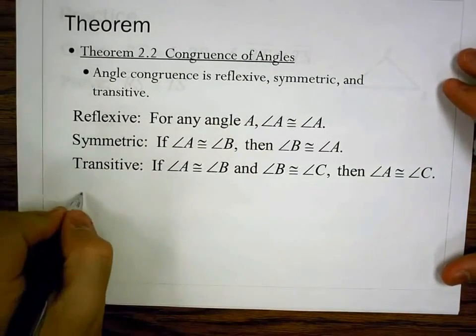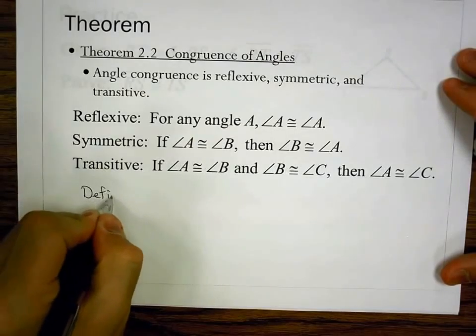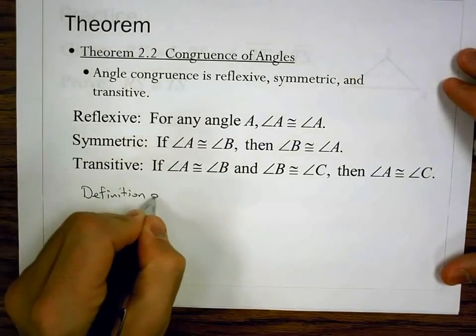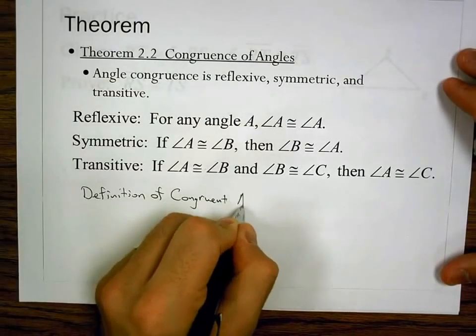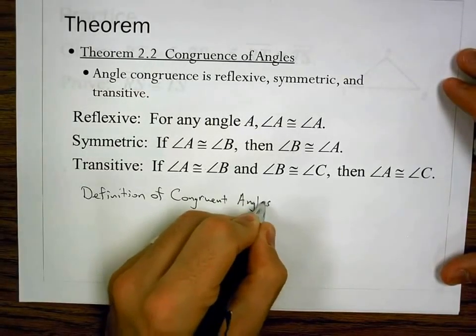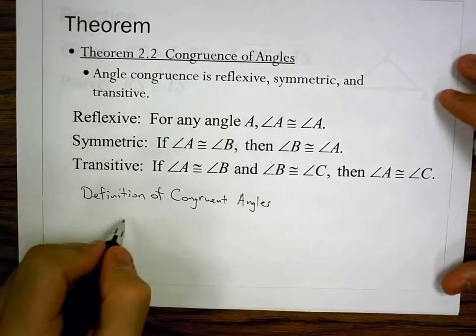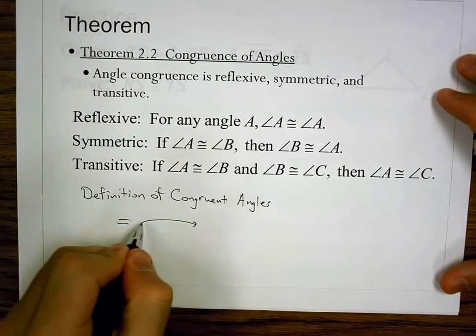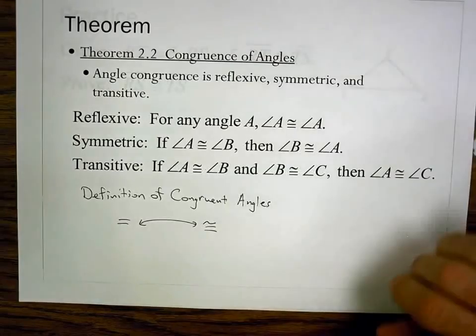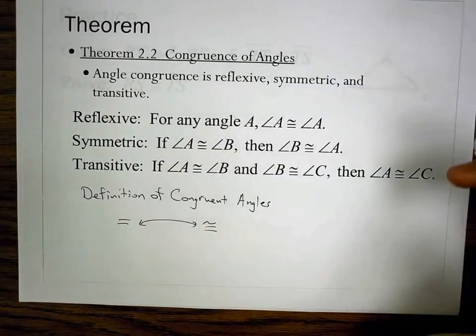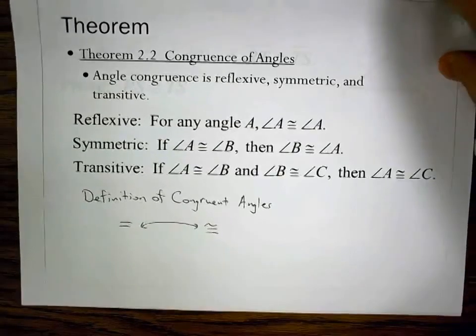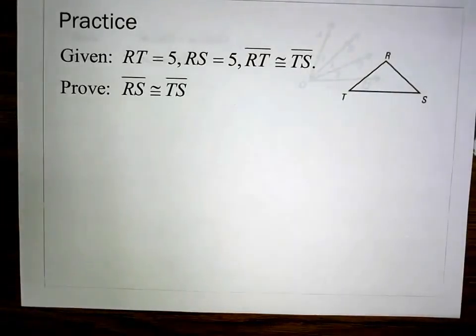Now, what lets us jump here is the definition of congruent angles, or maybe called definition of angle congruence, and that lets us go as well from equality to congruence and congruence to equality. So that's an important one for angles. You wouldn't call it the definition of congruent segments when you're talking about angles. So just make sure you identify it the correct way. So let's look at a couple proofs.